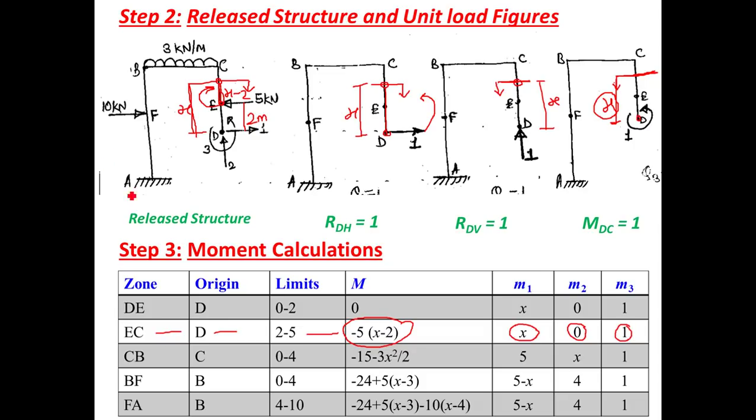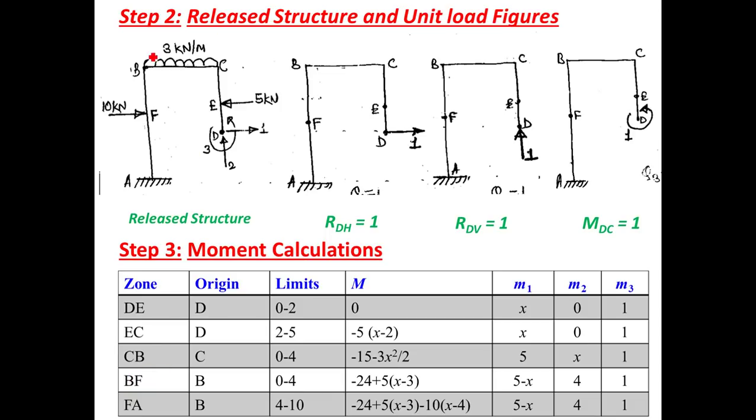Then third zone. Now we have to take the moments in third zone, that is C to B. Okay. Look at the zone column. Third zone C to B. Now for this we will take origin as C. So limits are C to B means x equal to 0 to x equal to 4, because B to C distance is 4 meter. This distance is 4 meter.